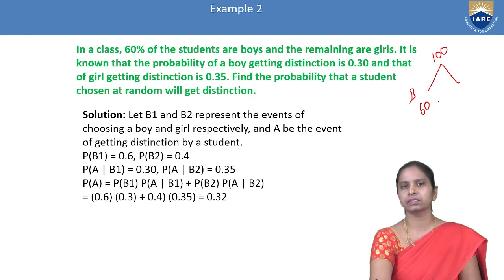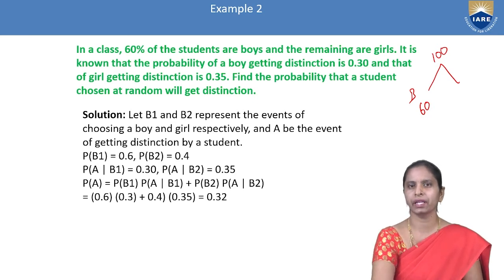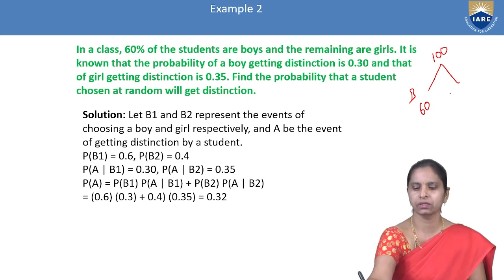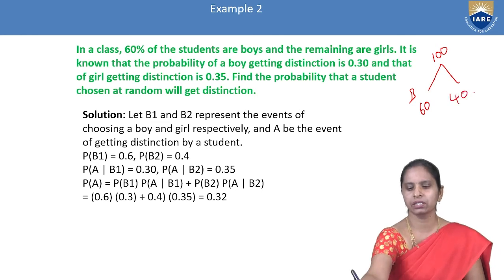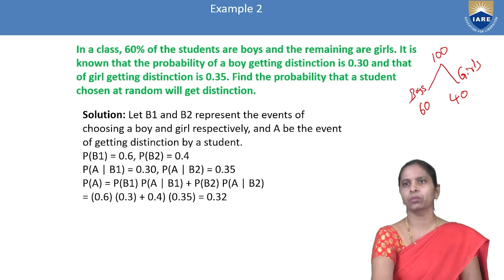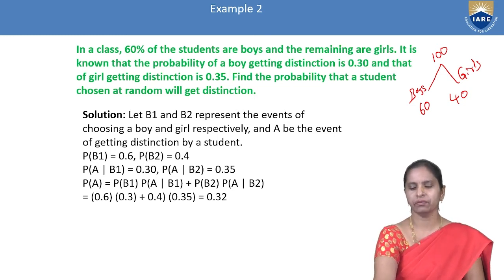60%, nothing but 60 members are boy students. And remaining, how many are there? 100 minus 60 is equal to 40. So, 40 students are girls and 60 students are boys. After that, what have they given?